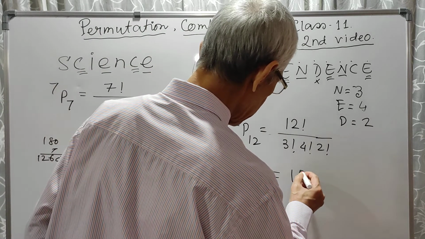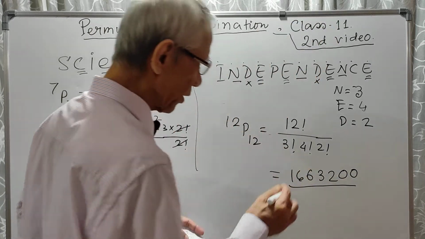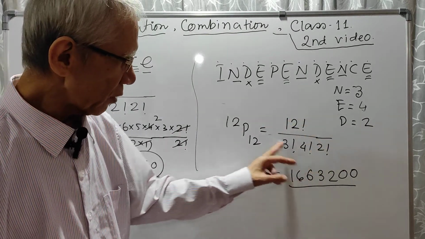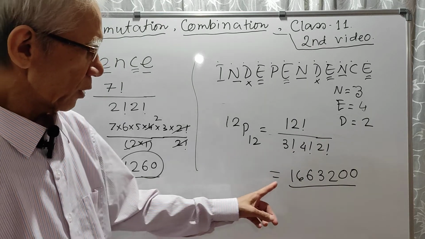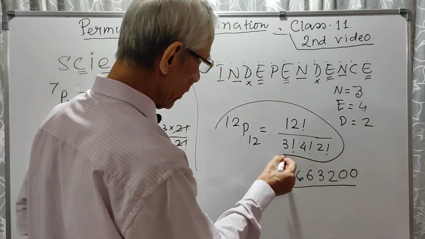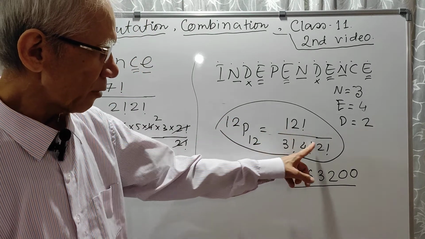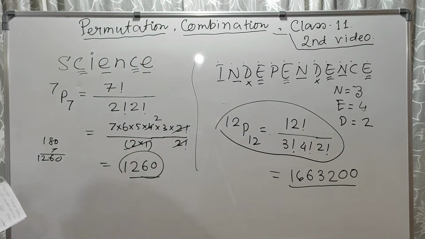So calculate, it will be 1663200. You can do this calculation later and check it by yourself. If you find this value, it will be 1663200. So the main point is this: 12P12 will be factorial 12 divided by factorial 3, factorial 4, factorial 2, because there is repetition of letters. So 1663200 is the answer.